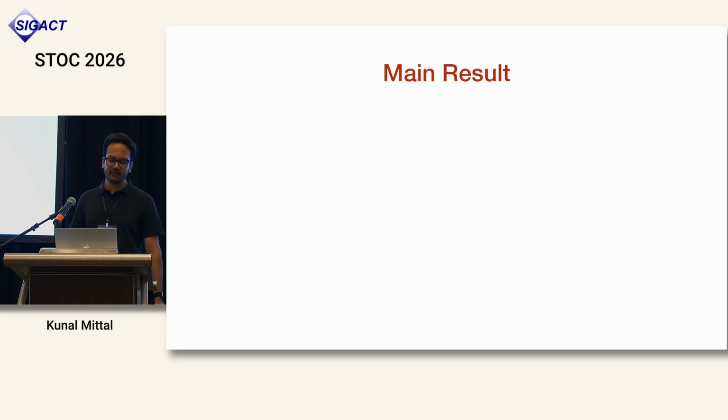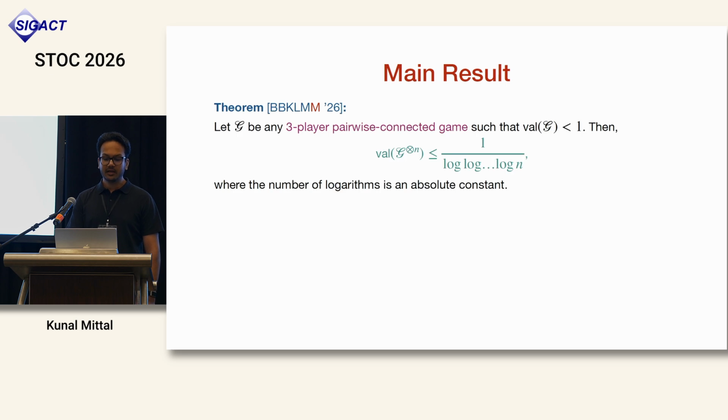Yeah. So I'll first start by describing what our main result in this paper is. We prove the following. Suppose G is any game which is pairwise connected, I'll get into what this is, and such that the value of G is less than 1, and suppose G is a 3-player game. Then the value of G to the n is at most 1 divided by log log log log log n, where the number of logs you can think of as maybe 10. We don't explicitly calculate what it is, but it is an explicit constant, probably 10 works.